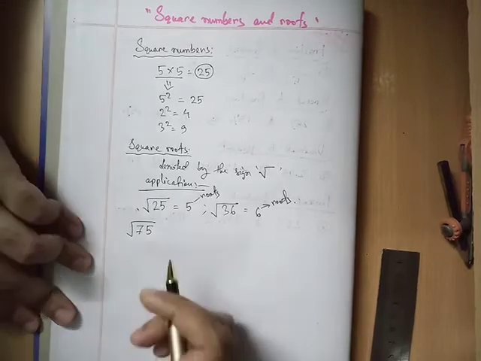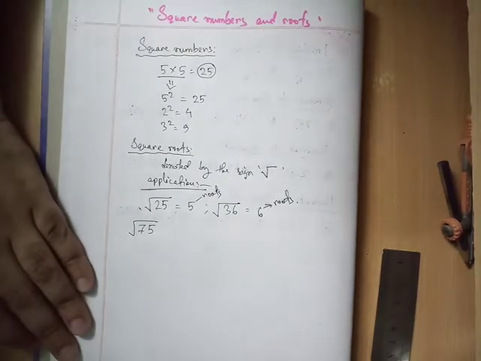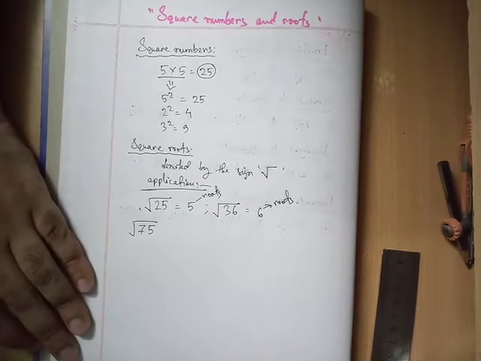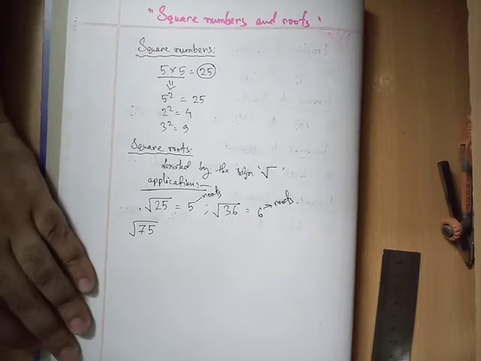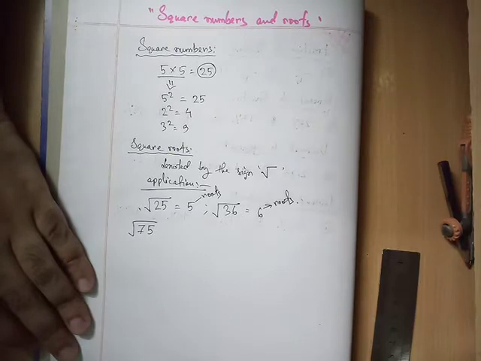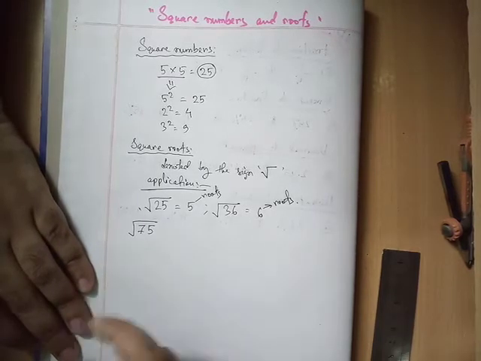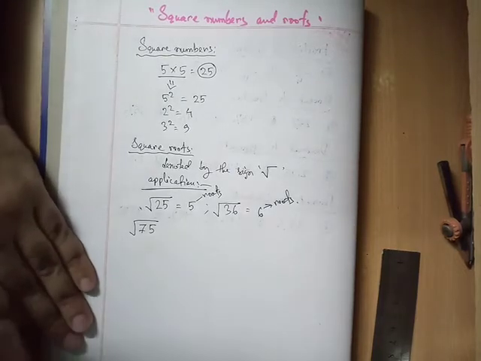Now the first thing we need to understand is, is 75 a squared number? Well, basically it is not a squared number, because from our memorization we know that the square number closest to 75 and greater than 75 is 81, and less than 75, another closest squared number is 64, which is the square of 8. So 75 lies between 64 and 81.